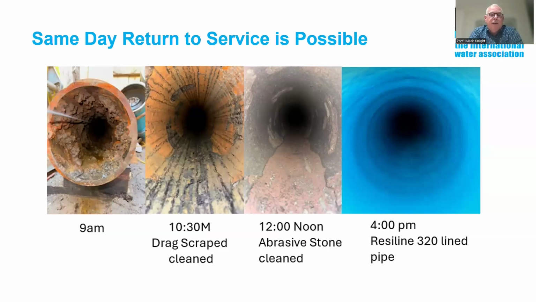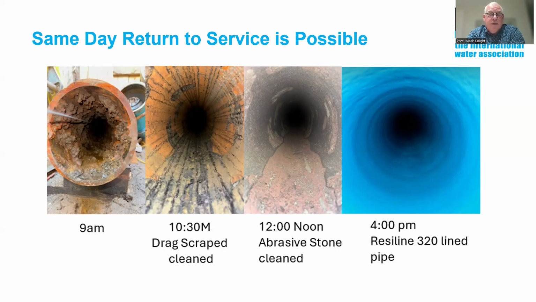So there's the pipe at 9 a.m. That pipe had internal corrosion, didn't have any internal barrier. What we found was wall loss was up to 40%, no external corrosion. We drag scraped that pipe with a vac truck on the other end, so all the material went into the vac truck. Relatively easy and quick process. And then we used abrasive stone cleaning to remove any graphite on the inside of that pipe, and then we lined it with the 2 millimeter coats.